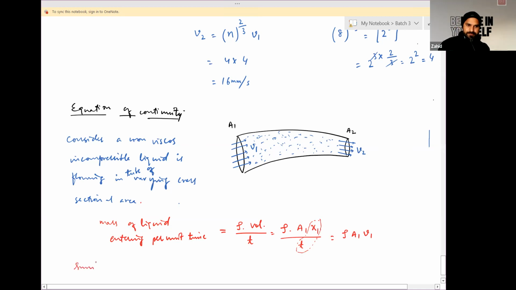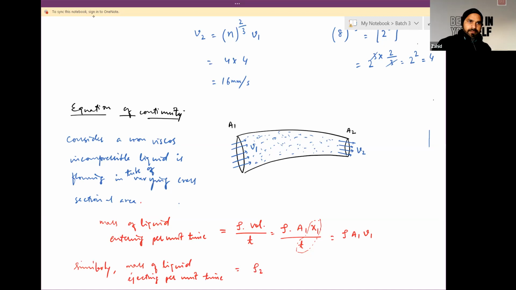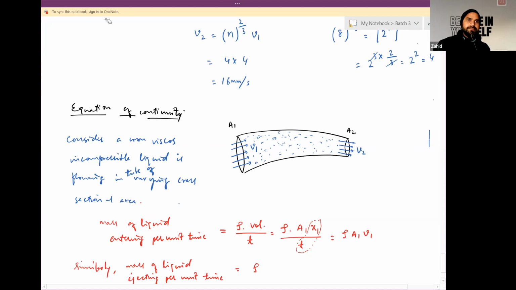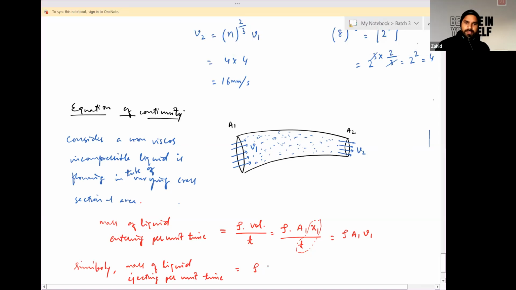So similarly, we can write the mass of liquid ejecting per unit time. So it will be rho, as density is constant, so it will remain rho, times area of cross section times velocity. Let's say this is equation first and this is equation second.